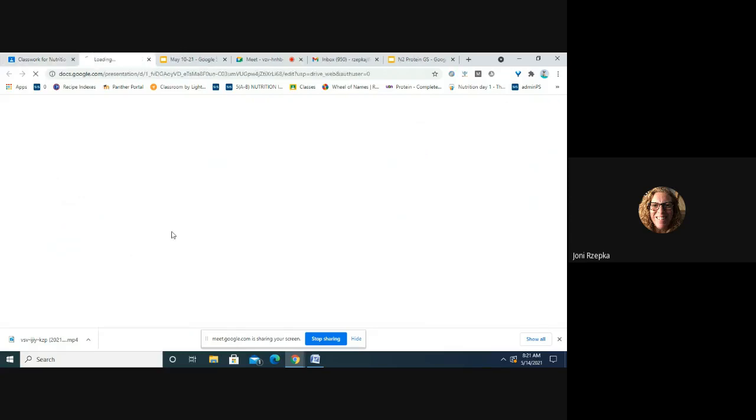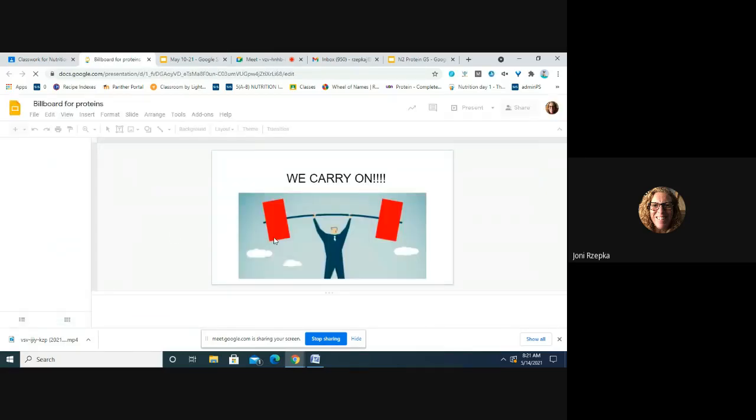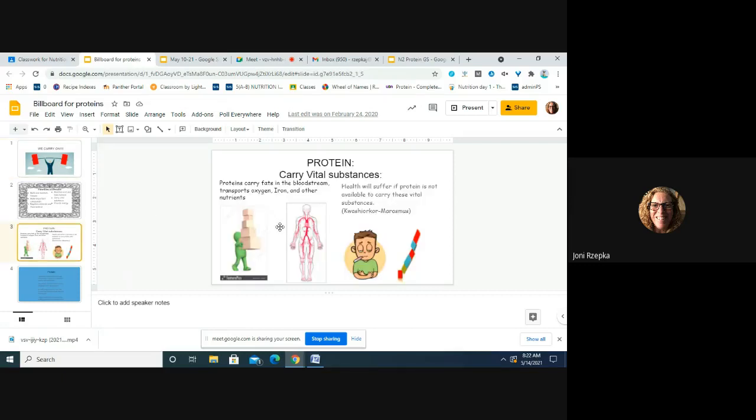So I did one, and I did mine a little differently. I did one billboard for my logo, and it was "We Carry On." I just wanted to show that protein kind of carries the body, and it's strong, and that's what this represents. So that's my logo. And then this is my billboard. I chose to do the function about carrying vital substances.